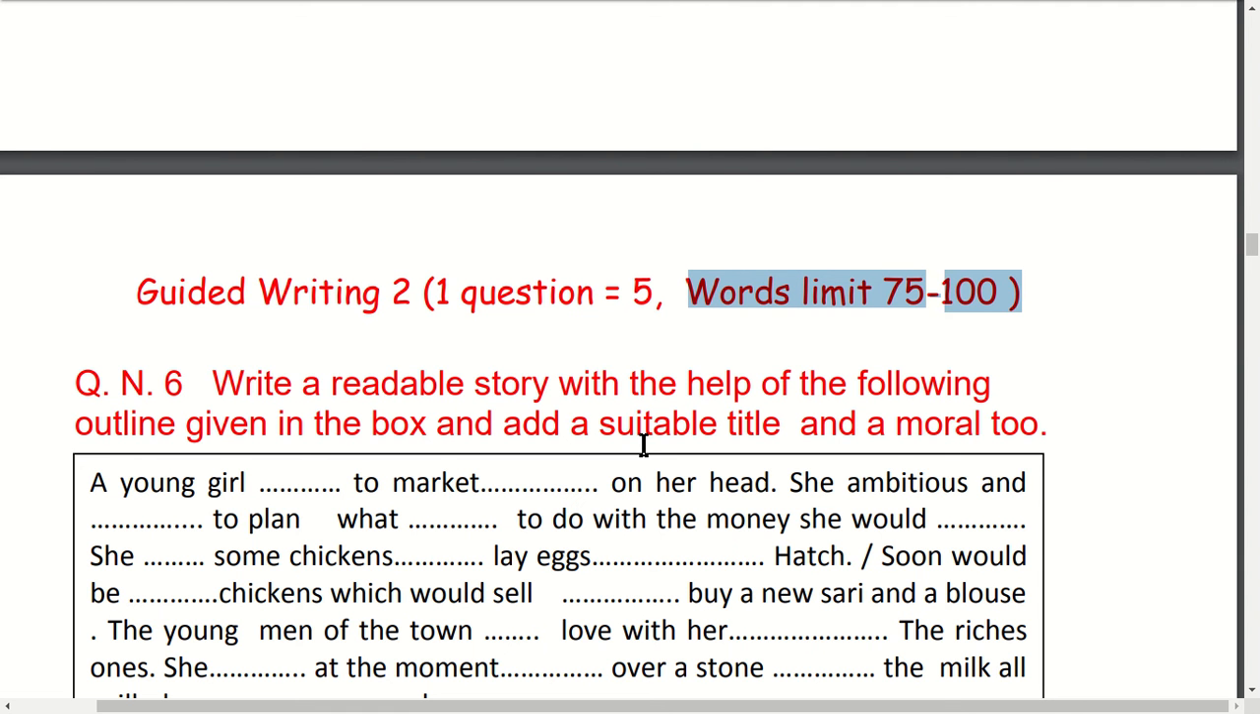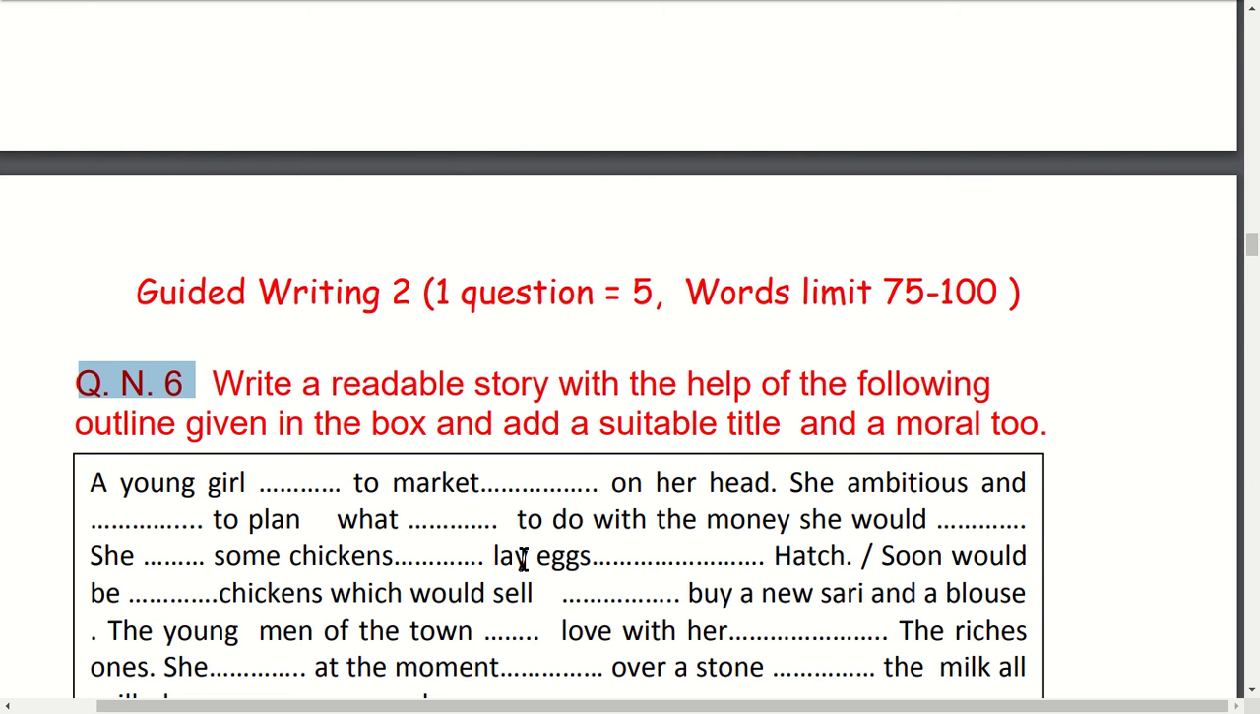Question number, this is one question. This is question number 6 here. Guided writing number 1, question number 5. Guided writing number 2, question number 2 here. Okay, I have to write a story here. Then how to develop a story from the outline, I would like to tell you. Now let me tell you.